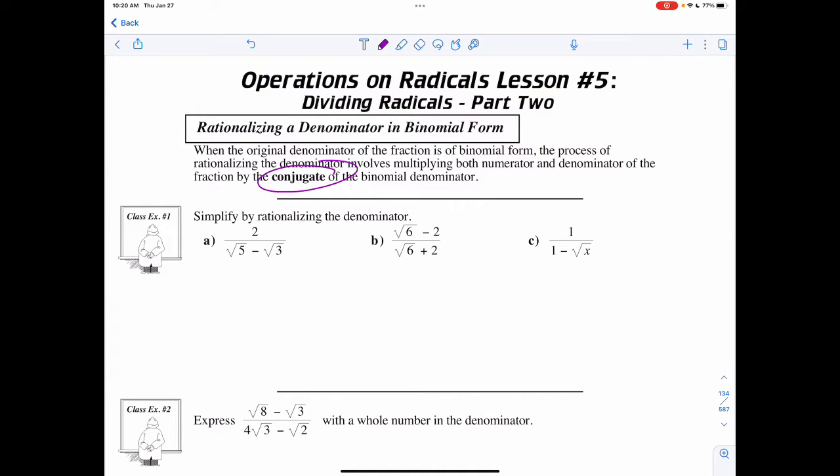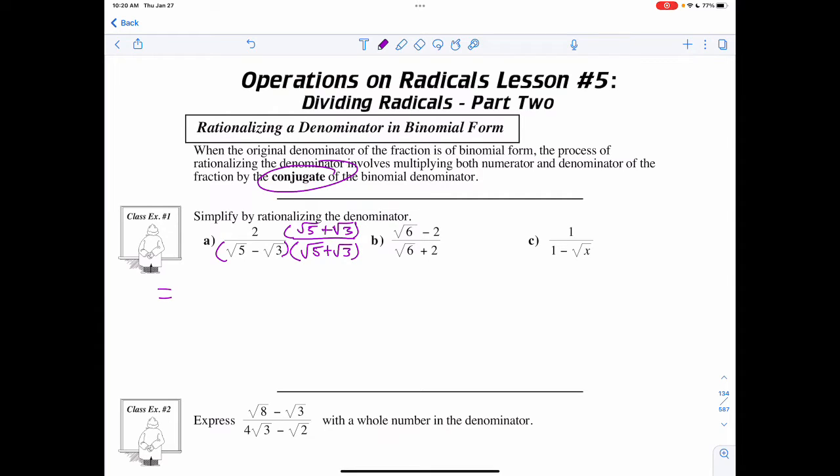Now we remember from the multiplying lesson that if I take the conjugate, that means that if I have two terms that are added together, I multiply by the same two terms subtracted from each other, or vice versa. So if it says that it's root 5 minus root 3, the conjugate of that is going to be root 5 plus root 3. And if I do it in the denominator, I have to do it in the numerator so that it is still an equivalent fraction.